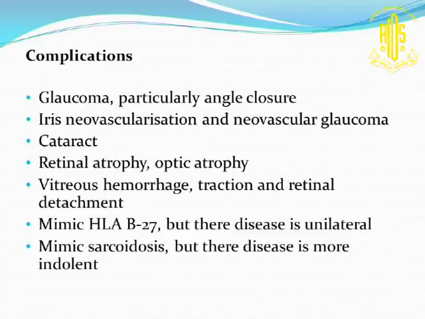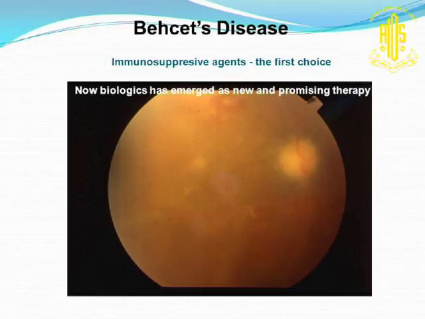Glaucoma, perivascular changes, particularly angle closure, iris neovascularization. These are the complications: retinal atrophy, optic atrophy, and rarely vitreous hemorrhage. It can mimic sarcoidosis sometimes. Immunosuppressive agents are the first choice. Now biologics have emerged as a new and promising therapy.